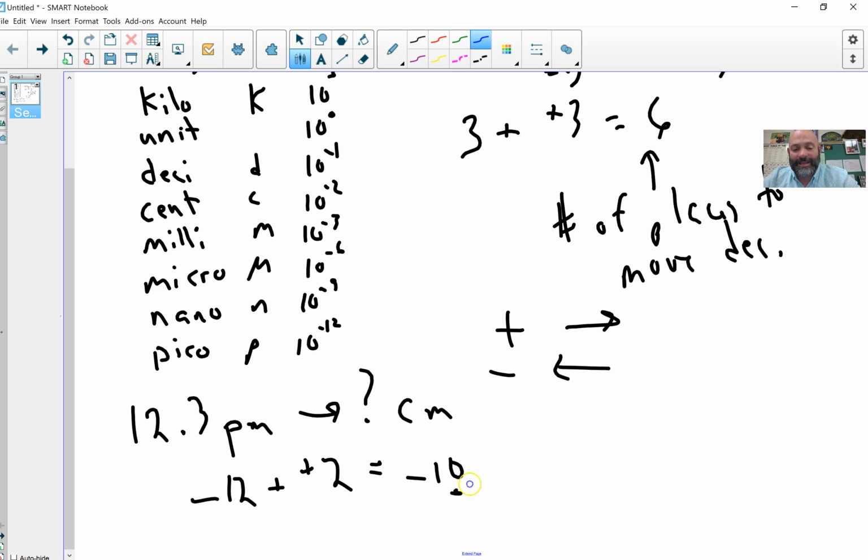Move the decimal point 10 places to the left for the negative sign. So if we go 2 places, that would put us in front of the 2. I need 8 more decimal places, so that'd be 8 zeros. 1, 2, 3. Okay, that's your answer. So you're just subtracting those exponents, and that tells you exactly how many places to move the decimal, left or right. That's your conversion.